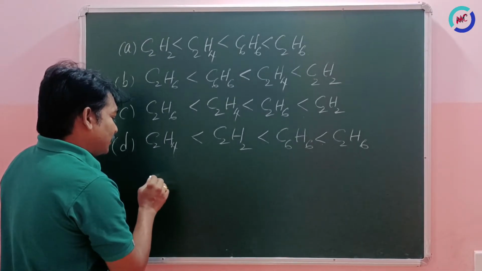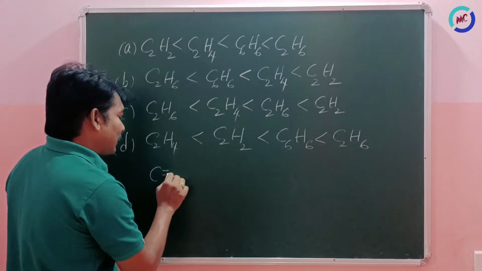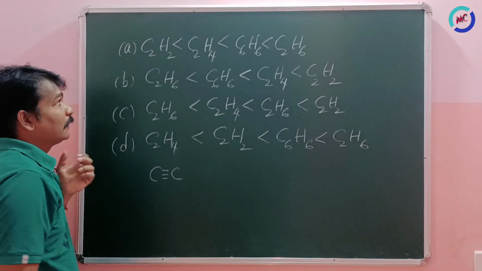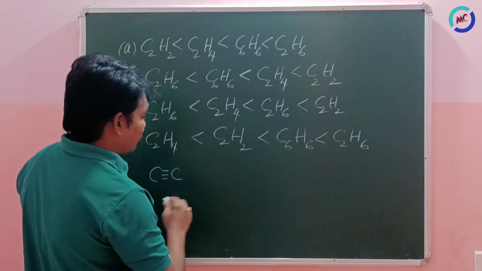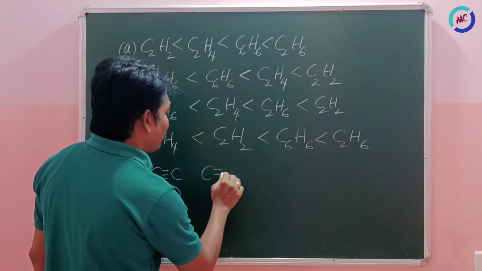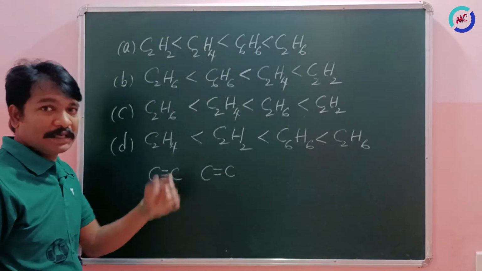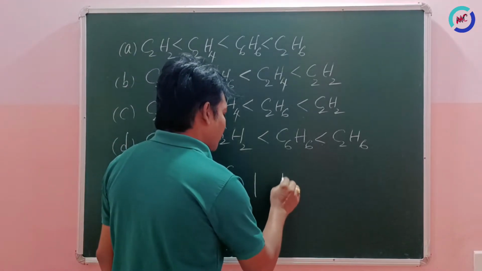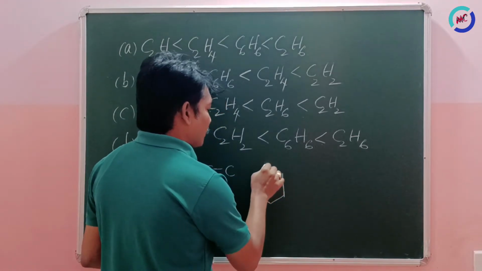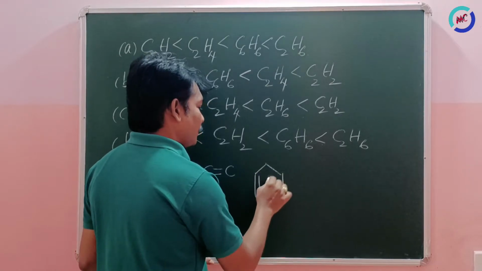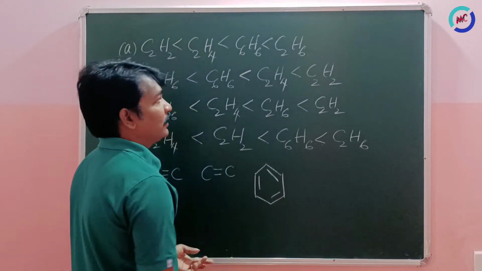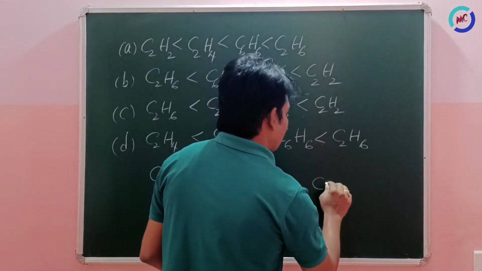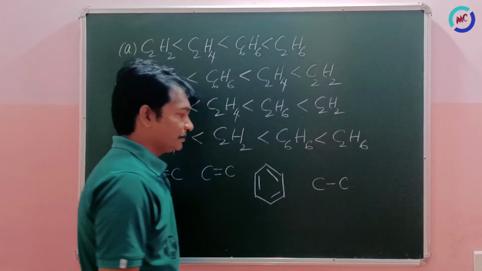In the case of C2H2, carbon has a triple bond. In the case of C2H4, we have a double bond between two carbons because it is an alkene. Now C6H6, if you observe that one, we have alternate double bonds. And in the case of C2H6, we have a carbon single bond.